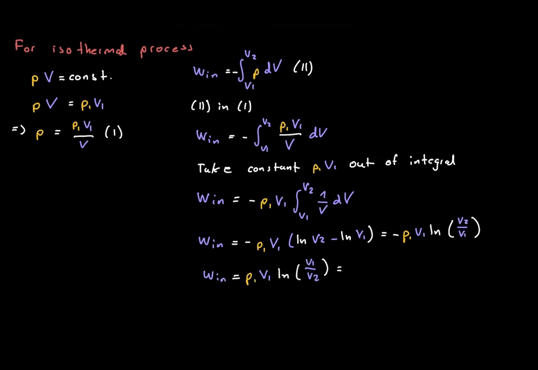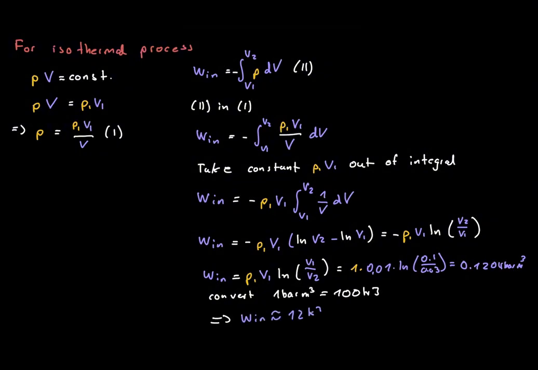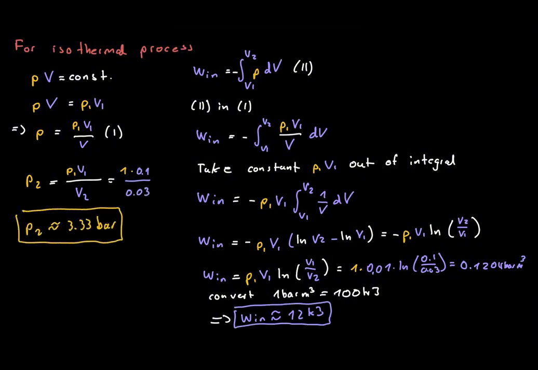Now insert the values. 1 bar times 0.1 cubic meters times the logarithm of 0.1 over 0.03. This gives 0.1204 bar cubic meters. Since 1 bar cubic meter equals 100 kilojoules, the work input is about 12 kilojoules. The final pressure is P1 times V1 over V2, so 1 times 0.1 over 0.03 gives about 3.33 bar.